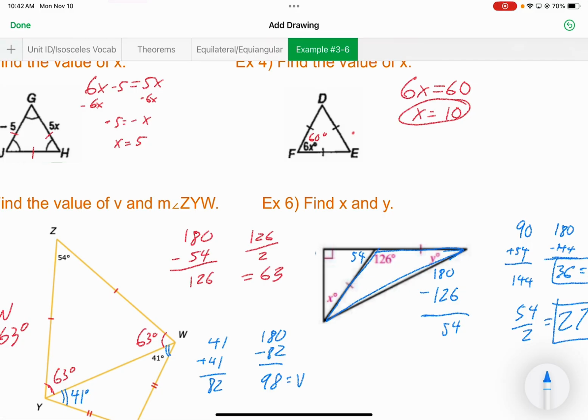Now, before I just let you guys free, there are two proofs on here. Can I do one with you guys? Yeah. All right, cool.